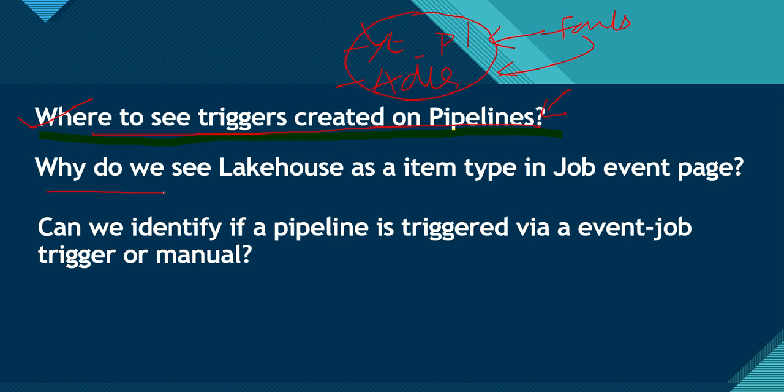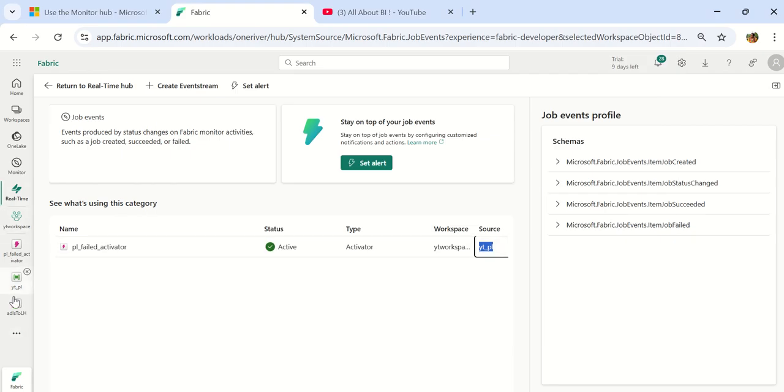Second question: why do we see lakehouse as an item type on the job event page? Let me quickly go to a pipeline.